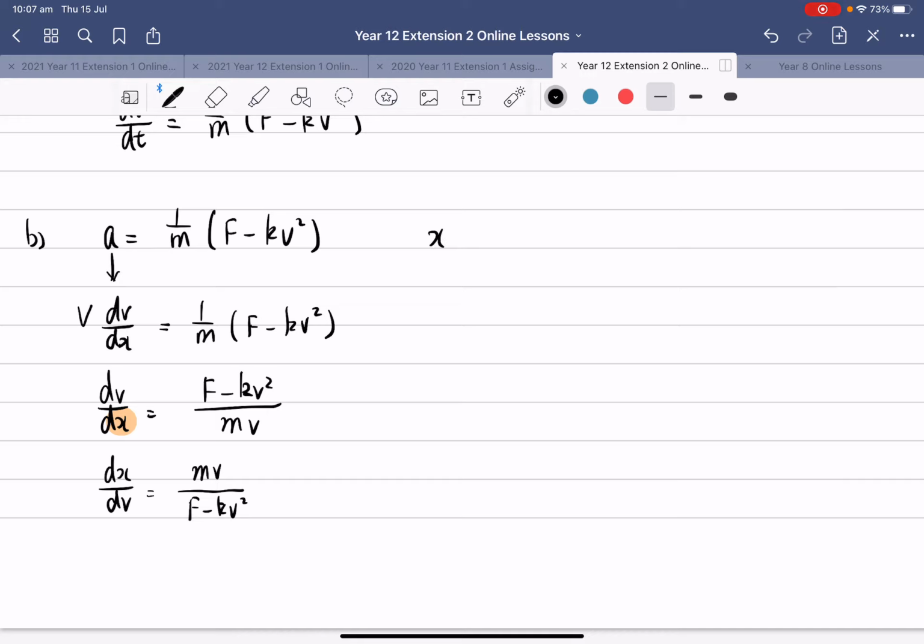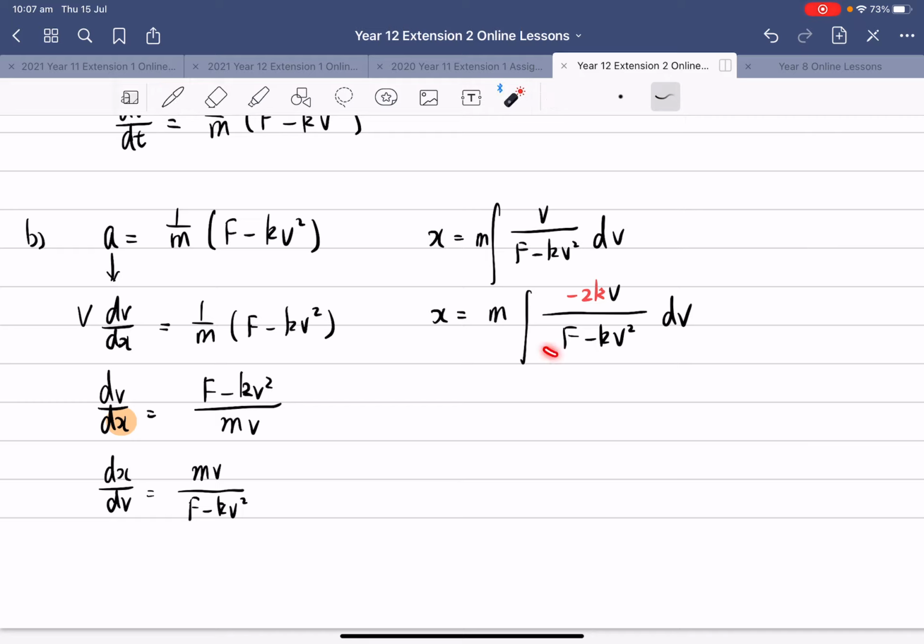Okay, all right, so therefore x is equal to, you integrate, that's mv over f minus kv squared dv. All right, so that's pretty easy to integrate. Okay, so x is equal to m. All right, I'm just going to show you the step by step working out. So we need to times by negative 2k to the top, f minus kv squared. That's because the derivative of the denominator is negative 2kv. So therefore, we need a negative 2k. All right, and then we divide it by negative 2k on our side.